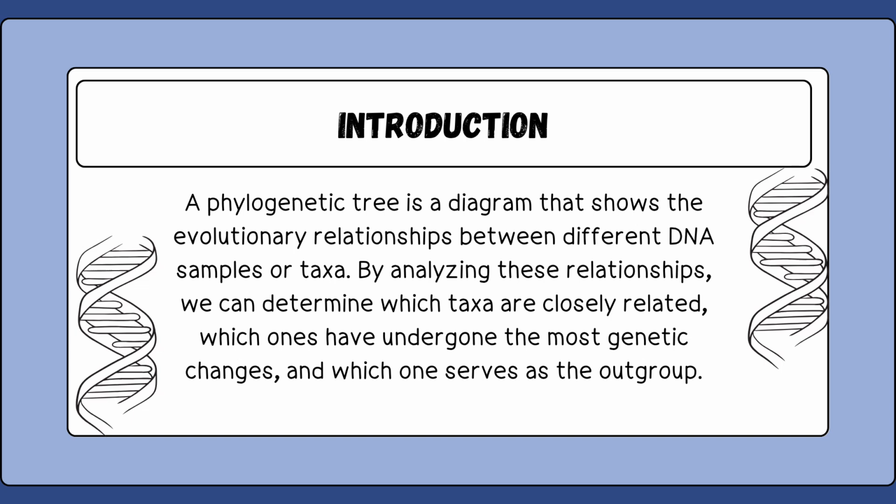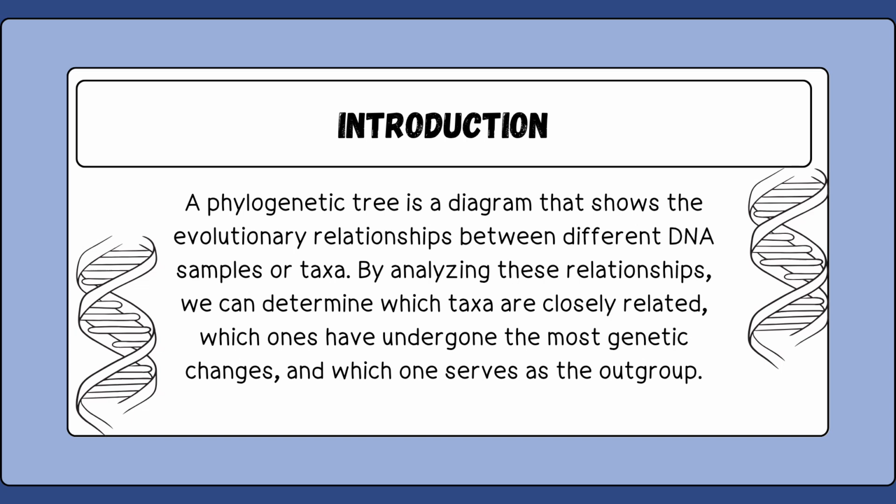I'll be starting off this presentation by briefly introducing our assignment. This project is part of our STT1083 Introduction to Plant Genetics course, and our main objective is to construct a phylogenetic tree using the software MEGA12. A phylogenetic tree is a diagram that shows the evolutionary relationships between different DNA samples or taxa. By analyzing these relationships, we can determine which taxa are closely related, which ones have undergone the most genetic changes, and which one serves as the outgroup.